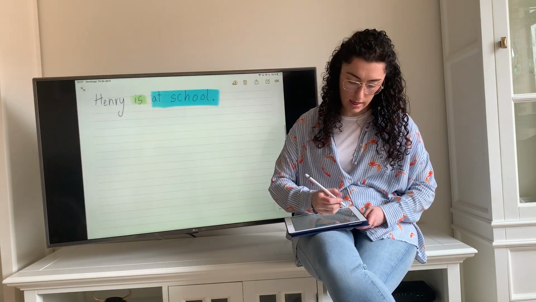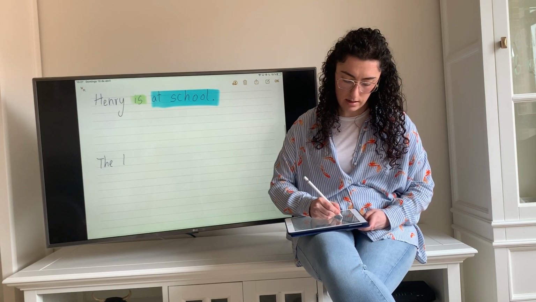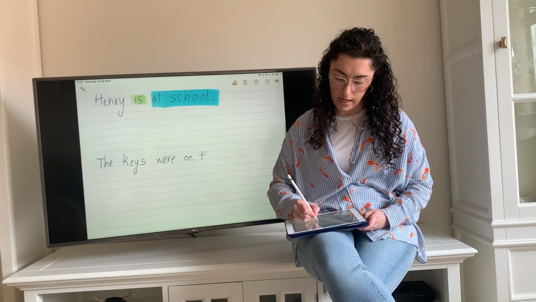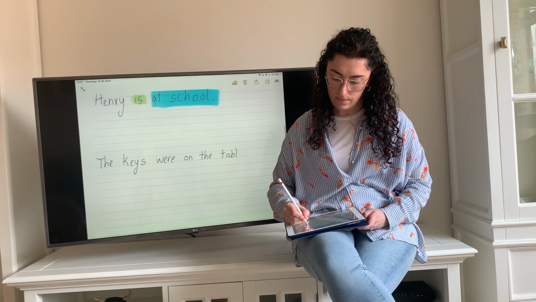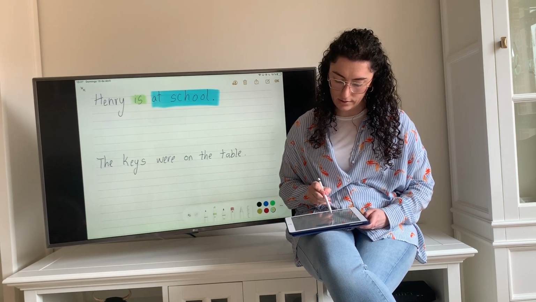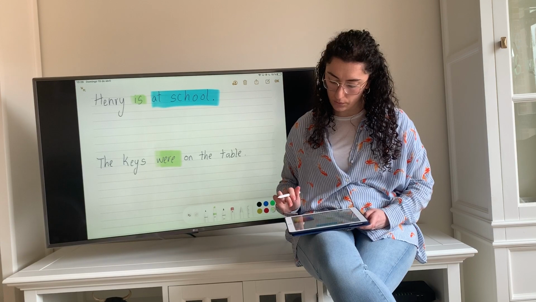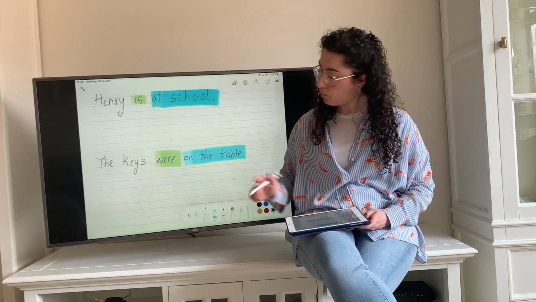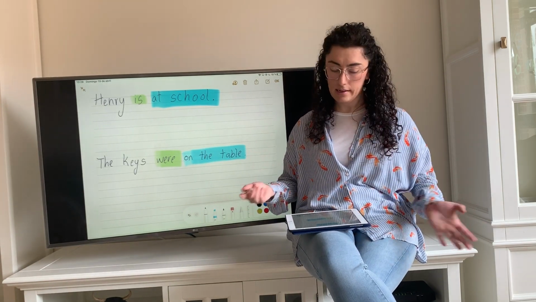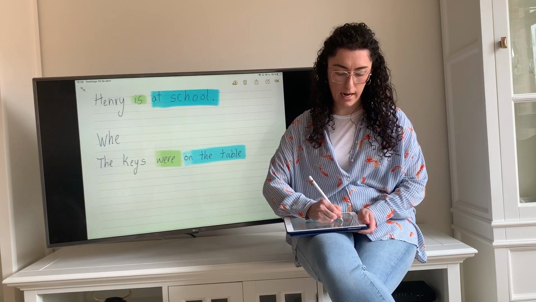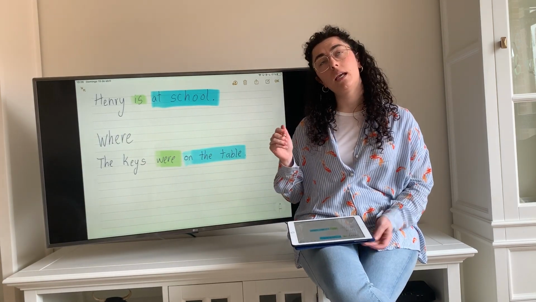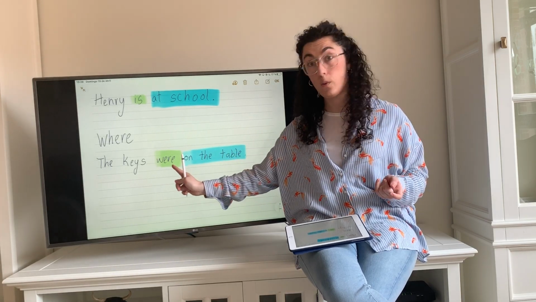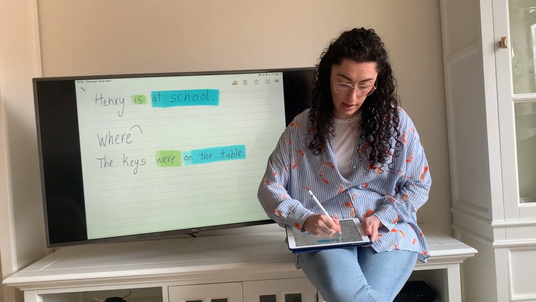Let's change the keys were on the table. And we are going to highlight where, and we are going also to highlight on the table. Okay, good. So what is on the table? A place. So we need to start with where. Now, do we have the verb to be? Is, are, was, or were here in the answer? Yes, because where is the verb to be. So we have to put it together.